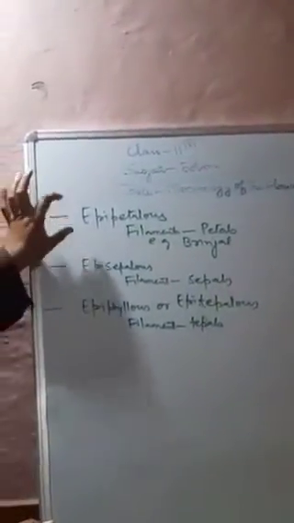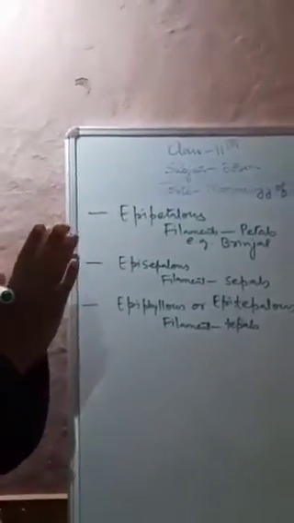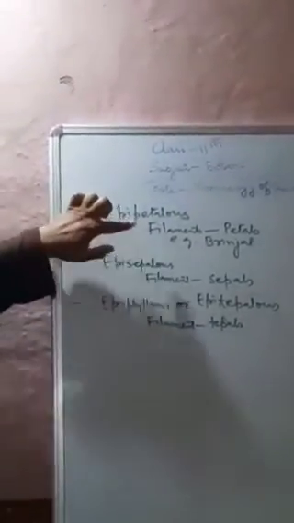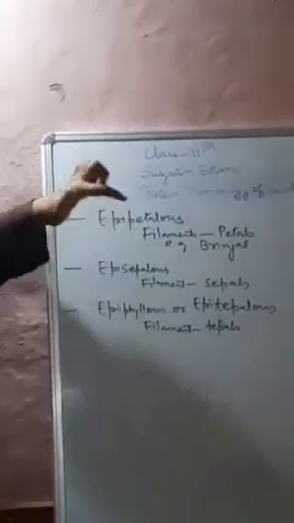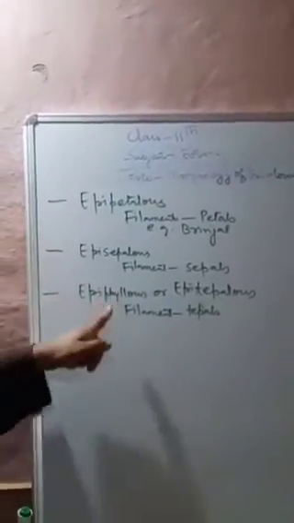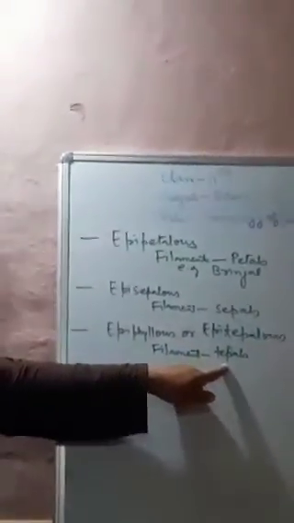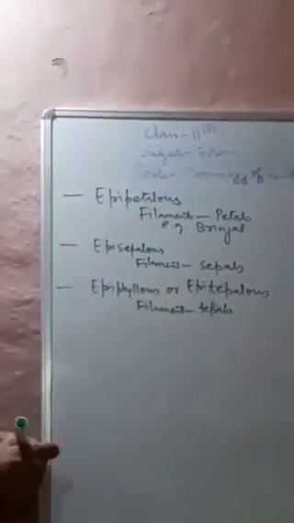So on that basis, the filament not only remains fused with itself, but remains attached with the petals, that is called epipetalous. If it remains attached with the sepals, that condition is called episepalous. Then if the filament remains attached with the tepals, that is called epiphyllous.